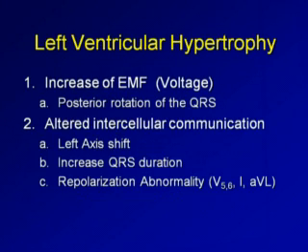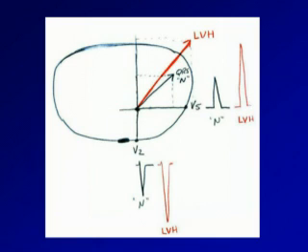With left ventricular hypertrophy, the increased voltage creates what's known as posterior rotation of the QRS. I'll show you what I mean by that in just a second. The altered intercellular communication may give us a left axis deviation, increase in QRS duration, and the repolarization abnormality is going to show up where the left ventricle is dominant. So that's 1, aVL, V5, and V6 because they're over on the left side looking at the left ventricle.